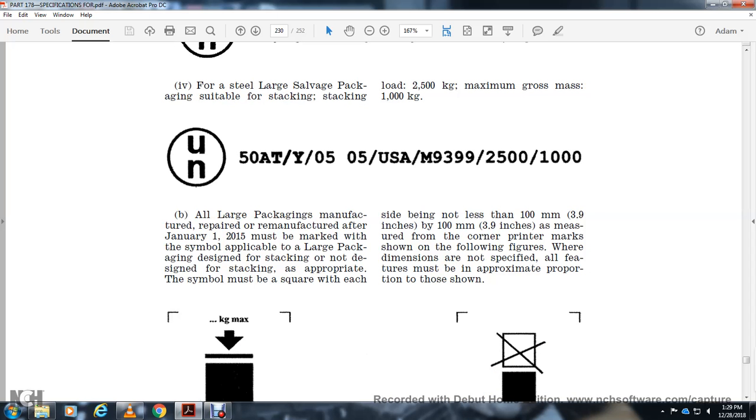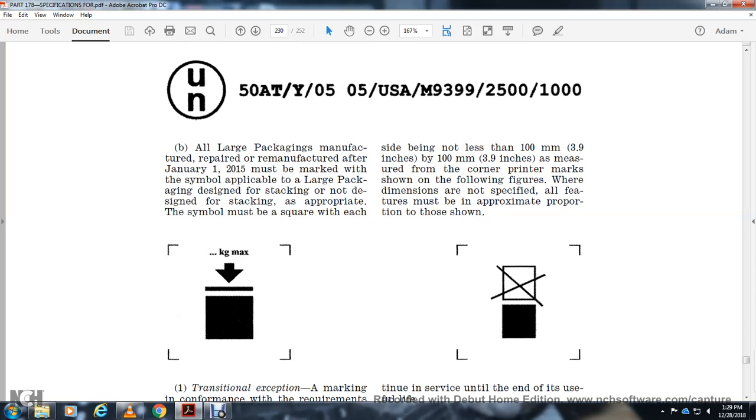All large packaging manufactured or prepared to be manufactured after January 1st, 2015 must be marked with the symbol applicable to the large packaging design, stackable or non-stackable, appropriately. The symbol must be square, with each side not less than 100 millimeters, as measured between corner points as shown in the figure. Dimensions not specified are approximately proportional to those shown.